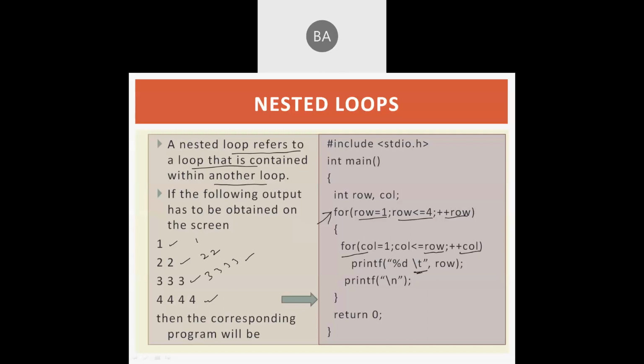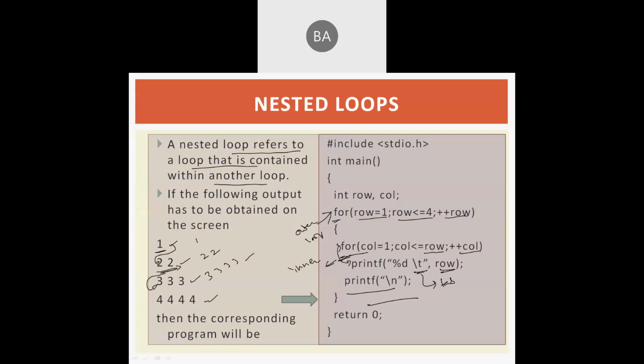Then printf percentage d backslash t, which is used for horizontal tab, and we are printing the row number. After completion of this inner loop, we call this the inner loop, and this the outer loop. Then printf backslash n prints the new line character. That means after printing this row, the cursor will come to the next row. So this outer loop is for row iterations, and this inner loop is for column iterations.